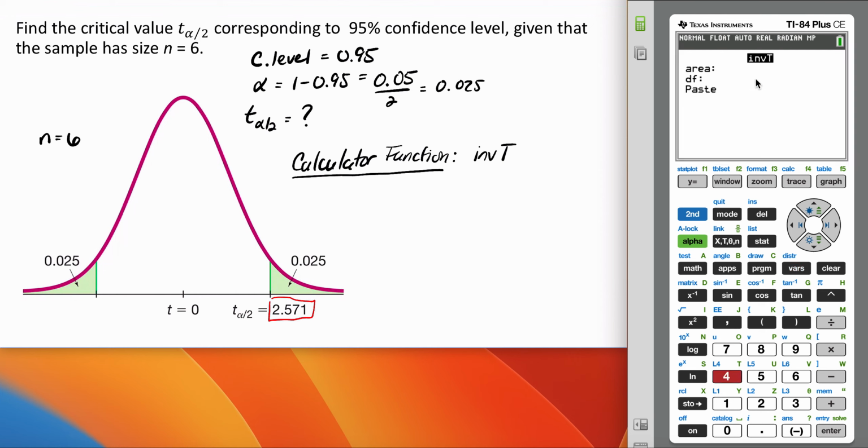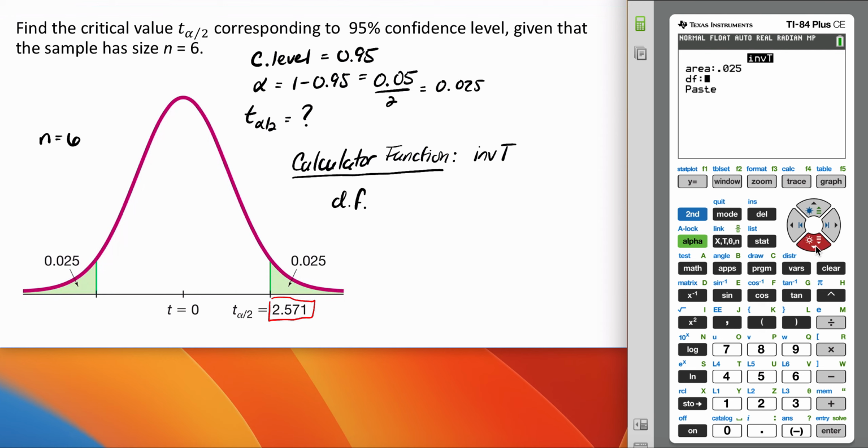It's going to ask you to put in the area to the left. If you have an older calculator, the area that you type into the screen right here is always going to default to the area on the left. So if you take a look at your distribution here, we've shaded an area of 0.025 on the left. So you can just type that in, 0.025, and then don't forget to put in your degrees of freedom.